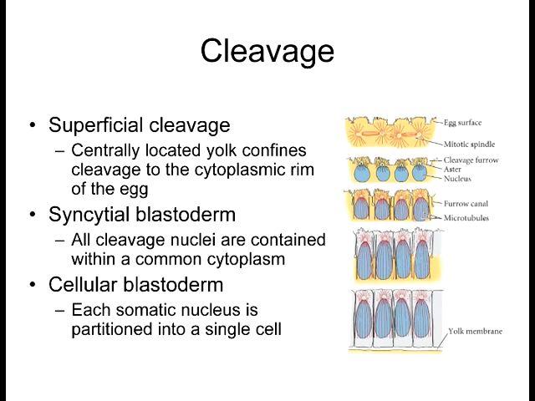So before their cleavage has occurred and sequestered each one of these, they're called a syncytial blastoderm because it's all just one cell, and all of the nuclei are within one common cytoplasm. Eventually, once they all get partitioned off, then they're called cellular blastoderm because they all have their individual single cells that will then start interacting with one another.